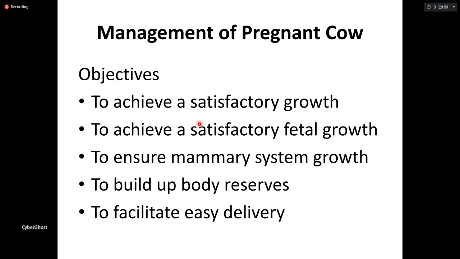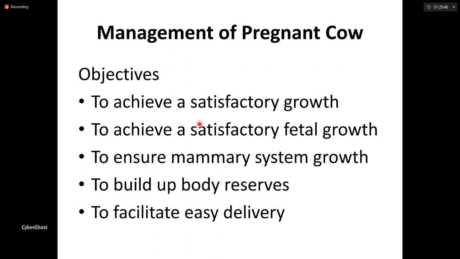So why do we manage a pregnant cow? The first reason is that they should achieve a satisfactory goal, a healthy fetus. And we have to ensure their mammary system, the udder, grows to the optimum level. We should be able to support the young ones by providing milk or feed for the young animals. And we also want to build up some body reserves, just to facilitate the parturition.